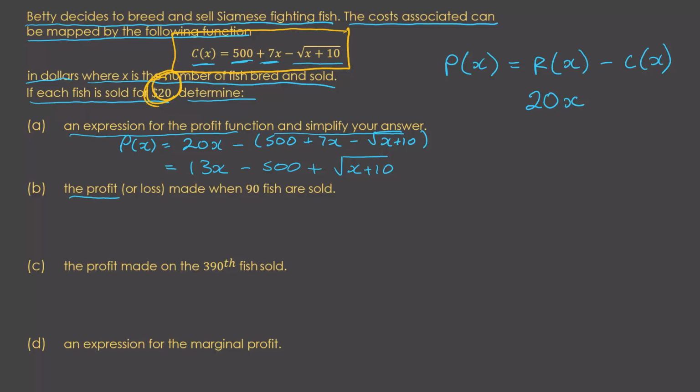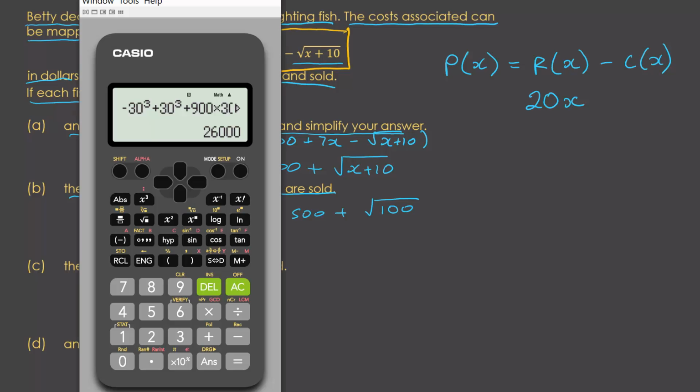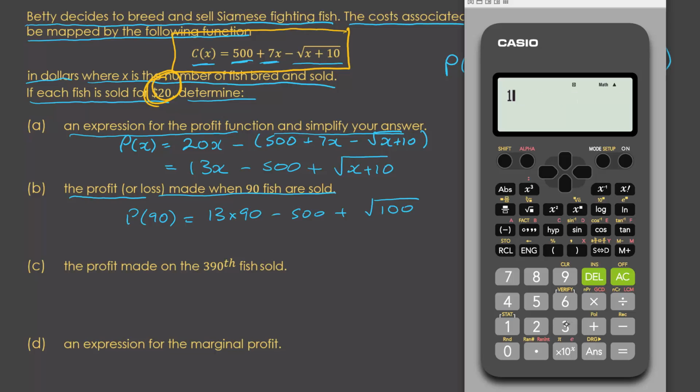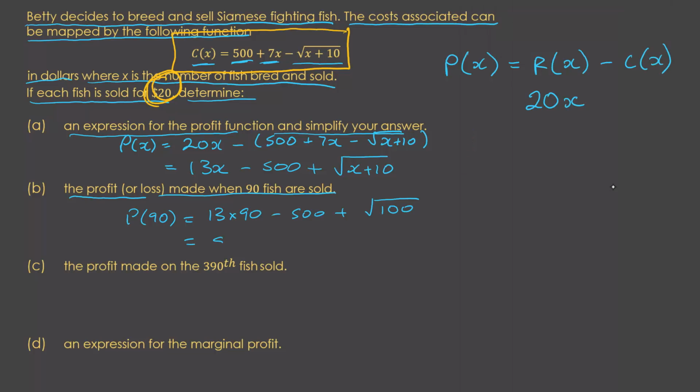We now want the profit or loss made when 90 fish are sold. So P of 90 is going to be 13 times 90, take away 500 plus the square root of 100, which is of course 10. So we're going to calculate this. So that's going to be 13 times 90, take away 500, add 10, gives me $680. And in this case, that is a profit.